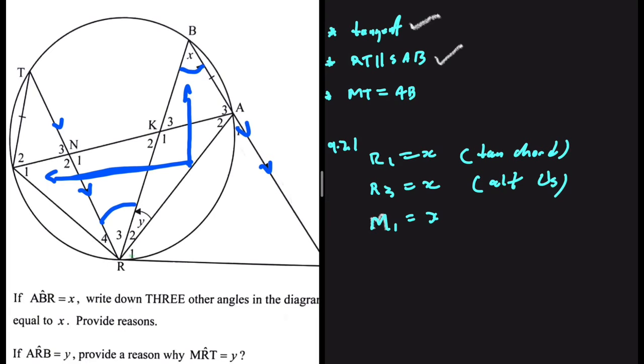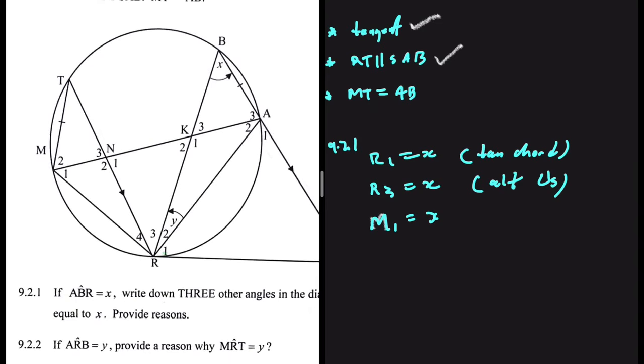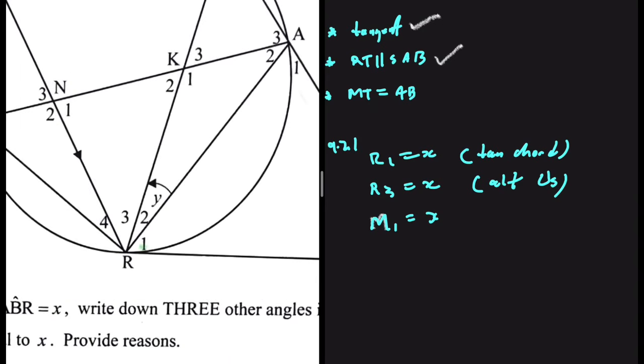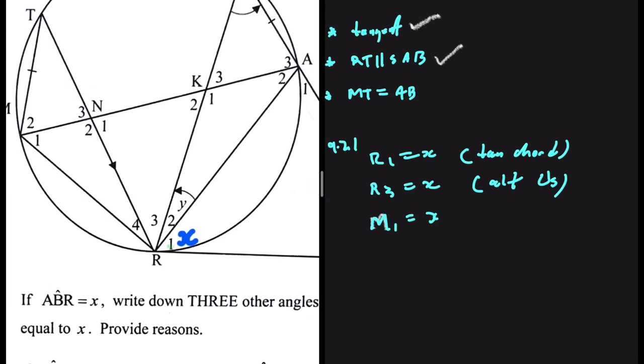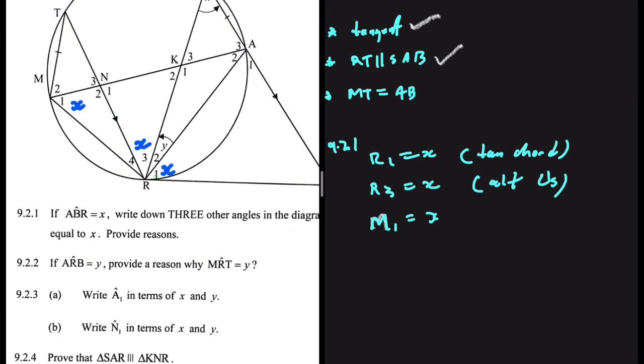So let's go ahead and answer the following question. But before we do that, let's put x in place of R1, R3, and M1 because we are saying that those angles are equal to x. It will help us when we answer other questions. So here at R1, we have x. At R3, we have x. And at M1, we have x. Right, now we can carry on and answer our questions.